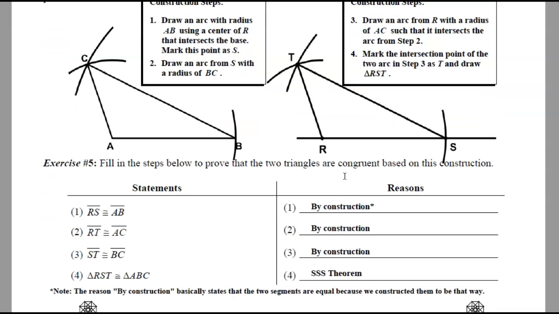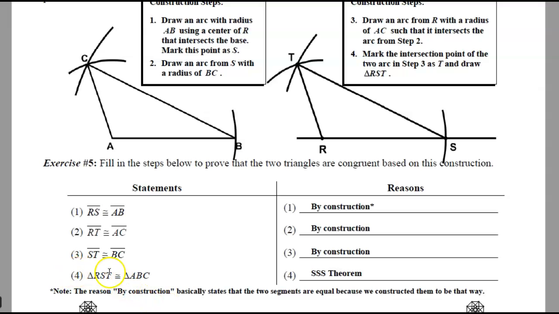And the reasons for all of this, I know that RS is equal to AB, and RT is equal to AC, and ST is equal to BC because I did them by construction. So that reason by construction is essentially saying that the two segments are equal because we constructed them to be that way. So we can use that reason anytime we're using a compass to guarantee side lengths. So that will come up occasionally in this unit.